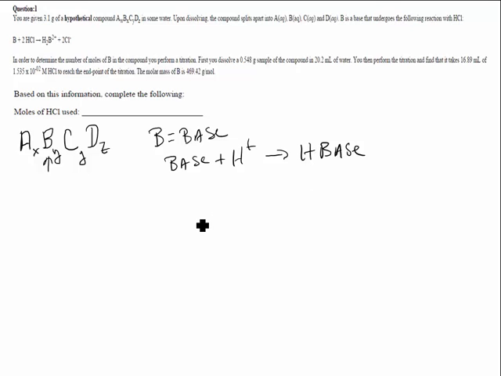We're going to put this compound in water, dissolve it. B is going to become its own molecule that floats around in the water, and we're going to titrate it against HCl, just like last week.